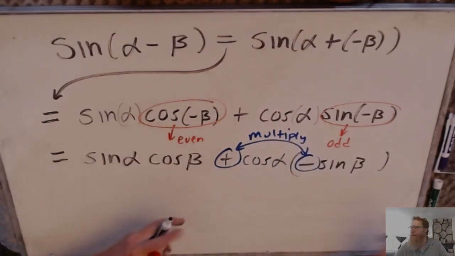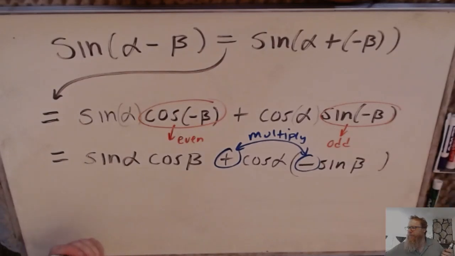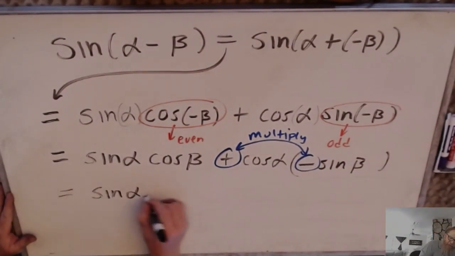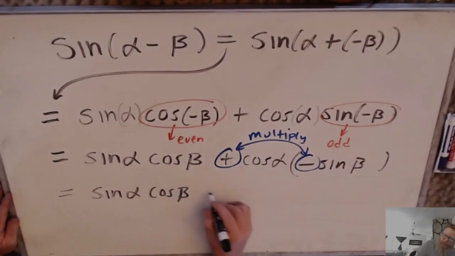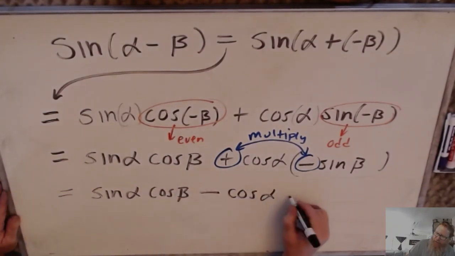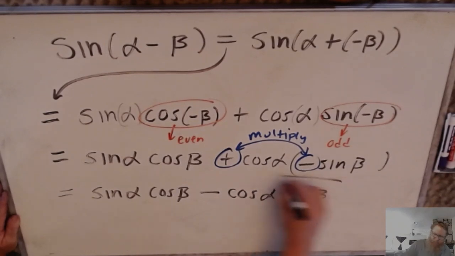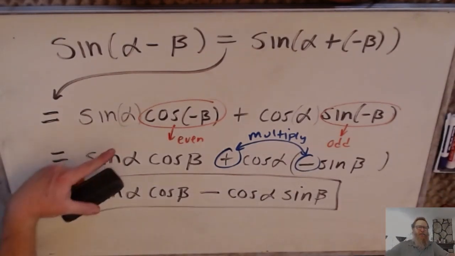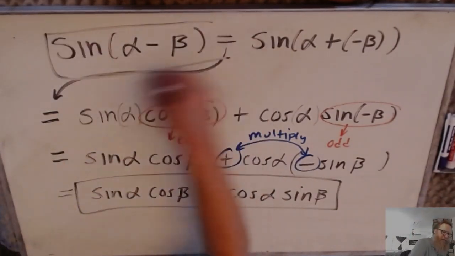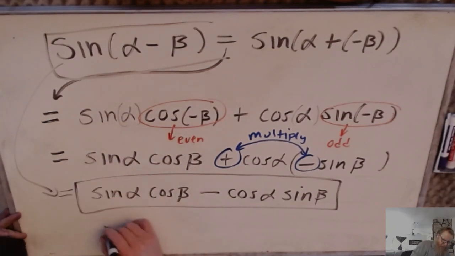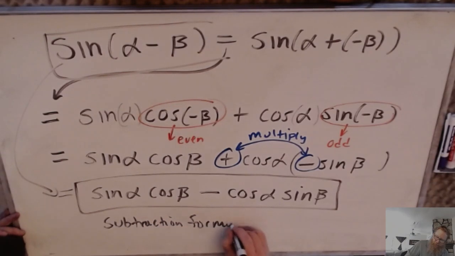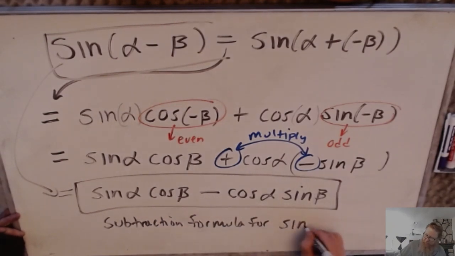Okay. So that's going to be sine alpha cosine beta minus cosine alpha sine beta. And there it is. So this is the formula for the difference, the subtraction formula for sine.